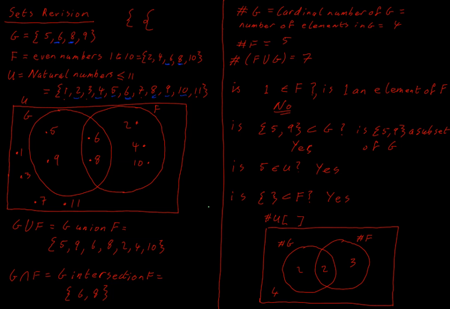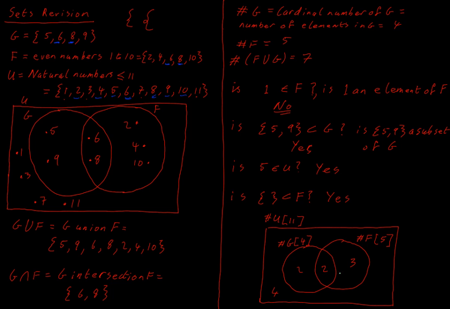And in total, how many elements are there in the universe? There are 1, 2, 3, 4, 5, 6, 7, 8, 9, 10, 11. There are 11 elements in the universe. How many elements are there in total in G? You can see I'm using square brackets this time for the number of elements in something. There's 4 total elements in G. We already found that out. And there are 2 and 3 is 5 total elements in F.